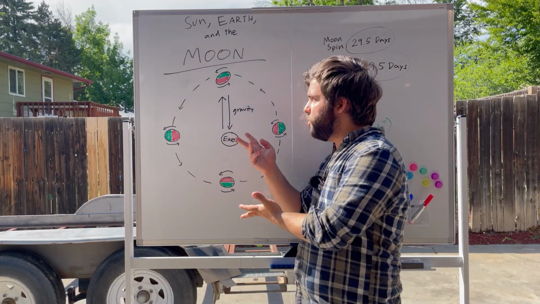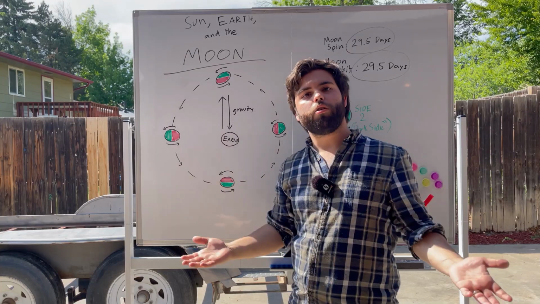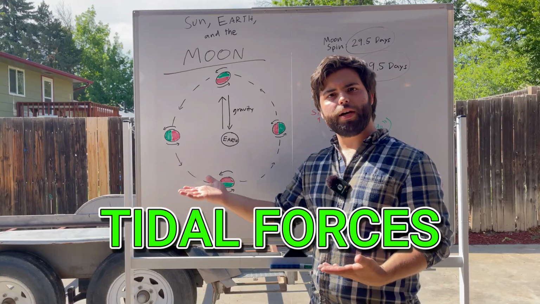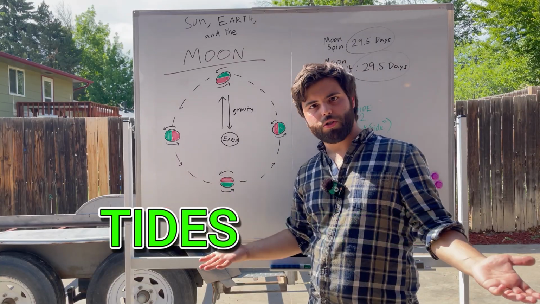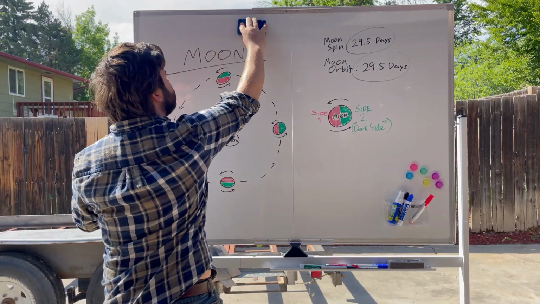This relationship of 2 objects pulling against each other like a tug-of-war game with gravity, we call these tidal forces. If that sounds familiar to you, you probably recognize the word tide in there, like the tides in the ocean. And that's exactly right. This is where the tides actually come from with the moon.